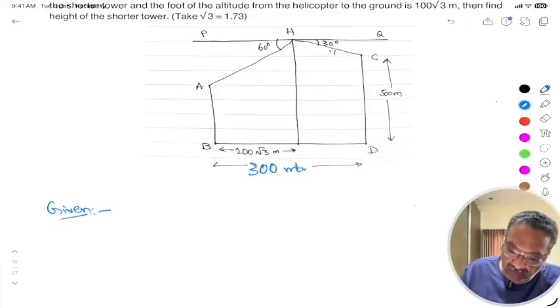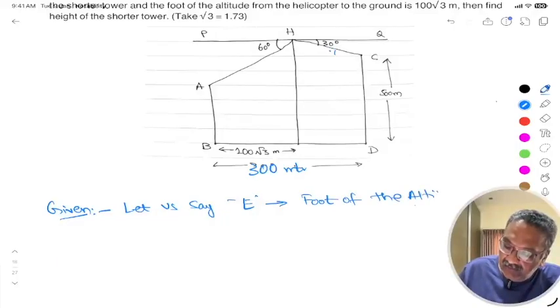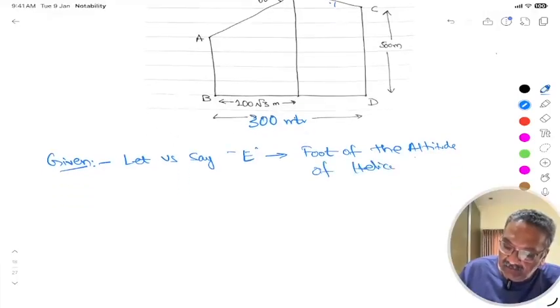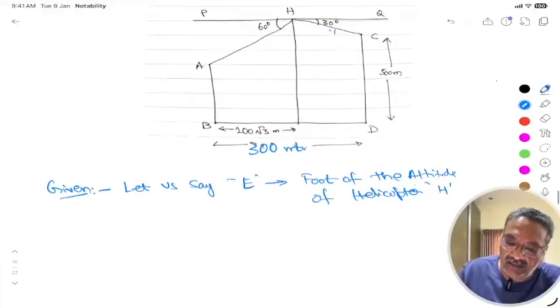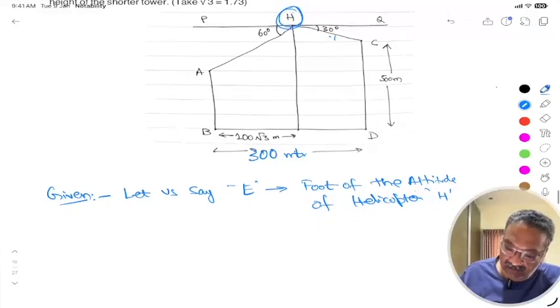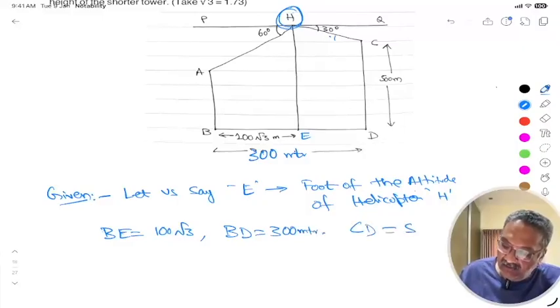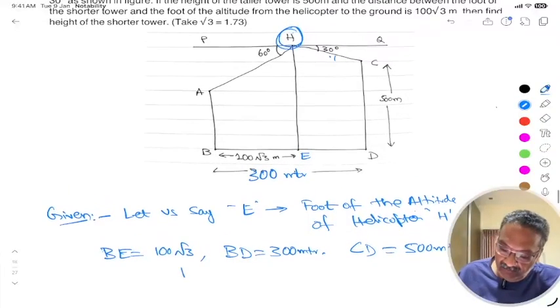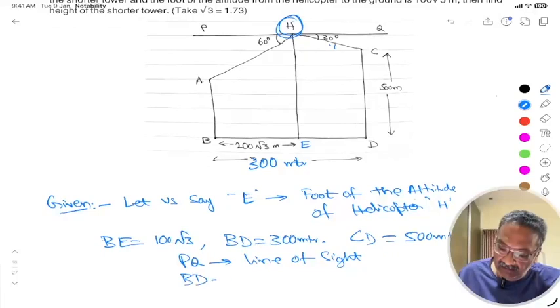See, in the above diagram, let us say E is the foot of the altitude of the helicopter. This is the helicopter H. I will call this E. So we have BE equal to 100 root 3, BD equal to 300 meters, and CD equal to 500 meters. And we have PQ as the line of sight and BD as the ground level.